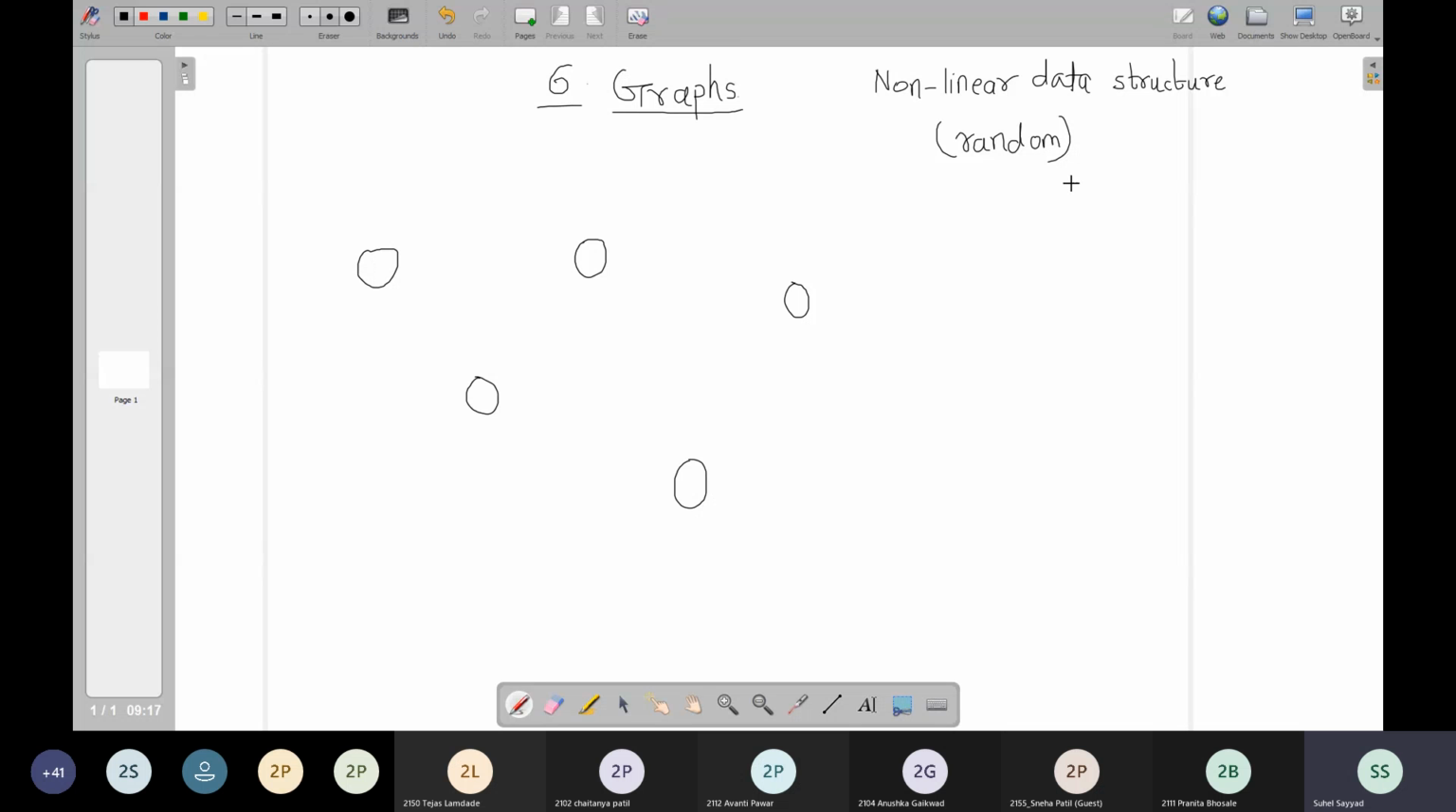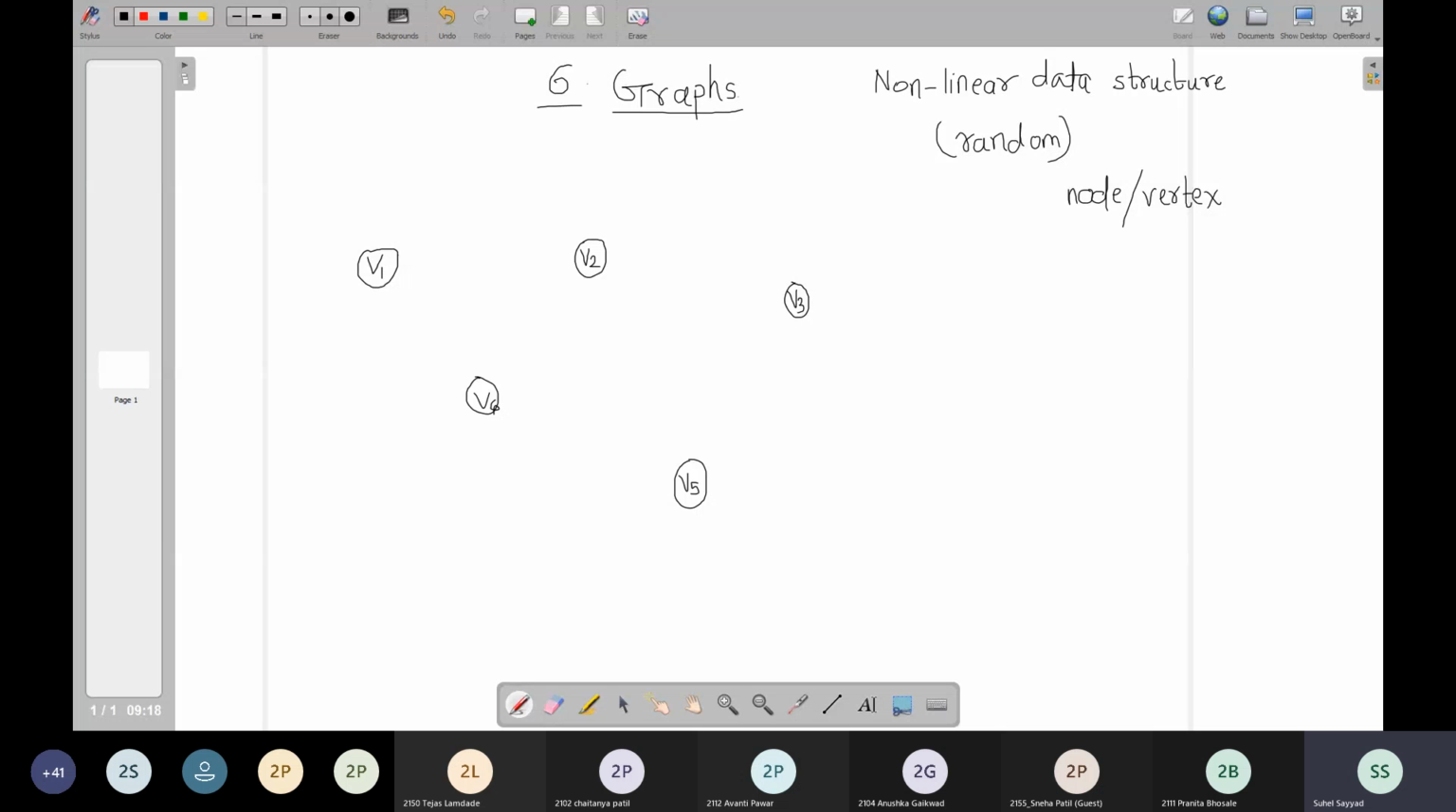We basically call these nodes or vertices. Different textbooks use different terminologies. In some textbooks you'll find this as node, and in some textbooks you'll find this term as vertex. So these are 5 vertices of my graph. I'm labeling these vertices as v1, v2, v3, v4, and v5. So these are my 5 vertices, and these vertices can be connected to each other with the help of edges. Now these edges are random.